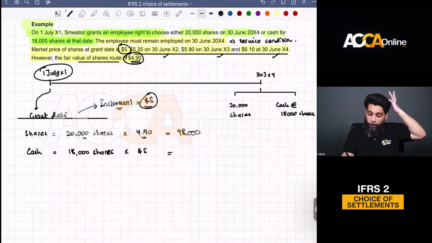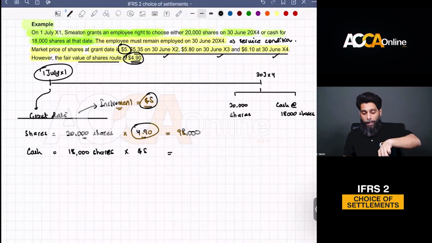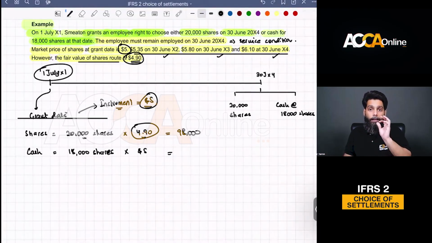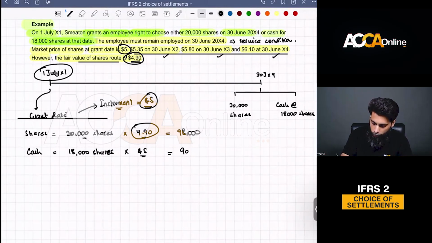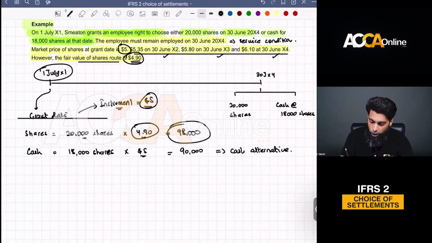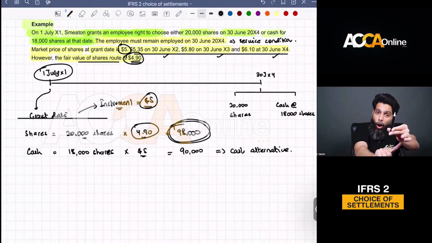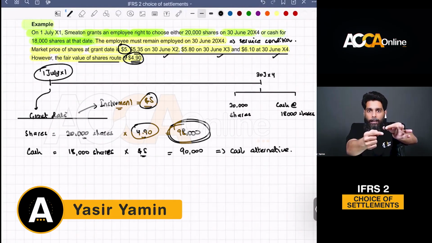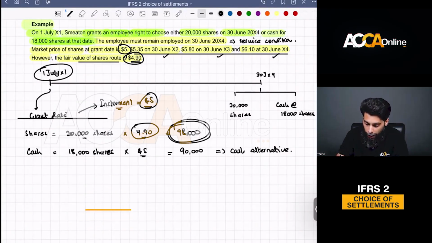If they go for an equity option, the option in itself is worth 4.90 per option, multiplied by 20,000, so the entire worth is 98,000. If they went for the cash option, then they will be getting cash based on the value of 18,000 shares, and at grant date these shares are worth what? 90,000. So you see the cash alternative is worth 90,000. The entire instrument, which could have given you cash or equity, is worth 98,000. Within this 98,000, the cash alternative is worth 90,000.